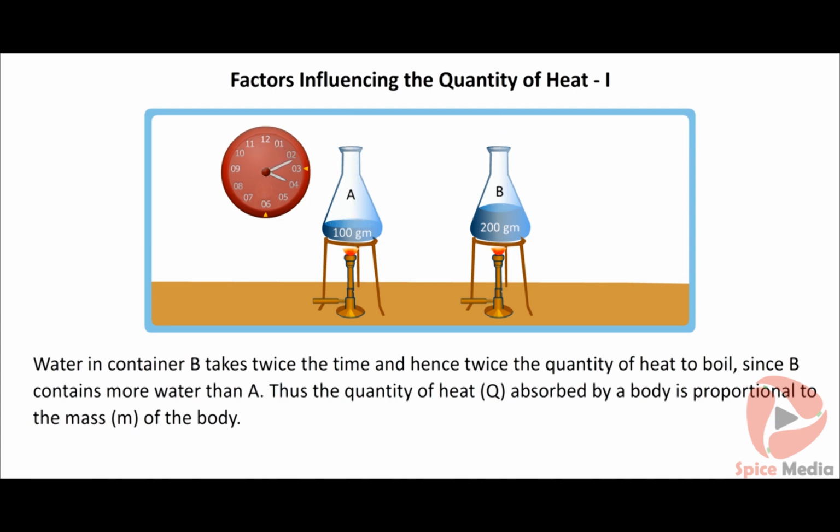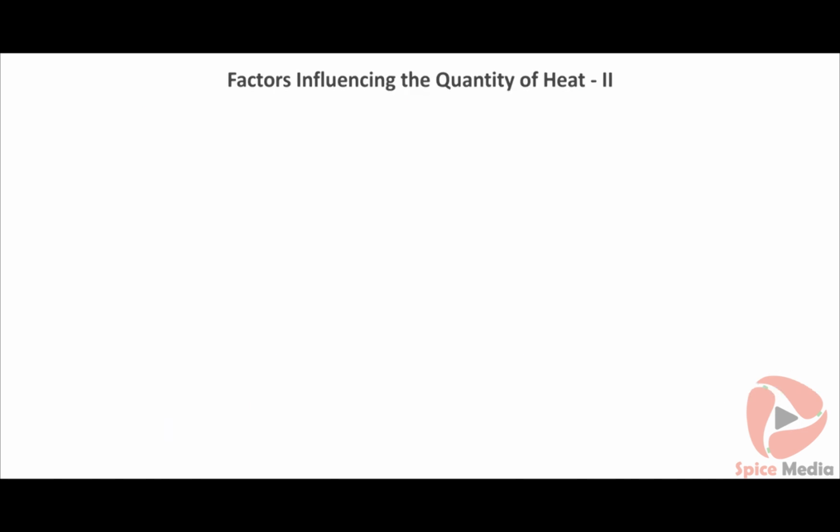This means that the quantity of heat required to boil water in B is more than that of A, because beaker B has more mass of water than A. Thus, the quantity of heat Q absorbed by a body is proportional to the mass M of the body. Q is directly proportional to M.